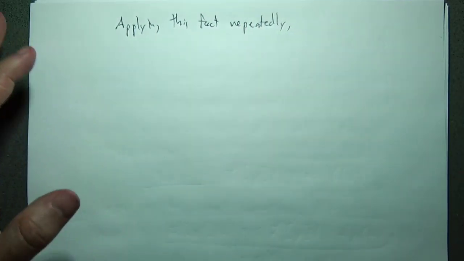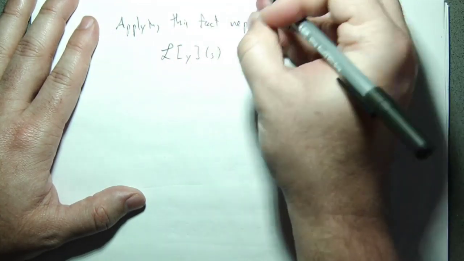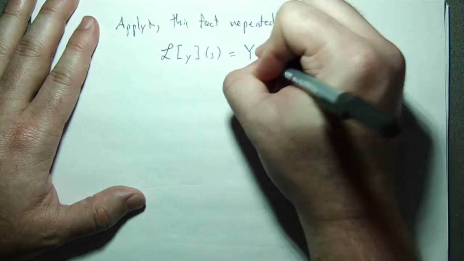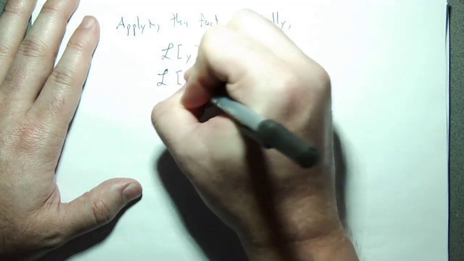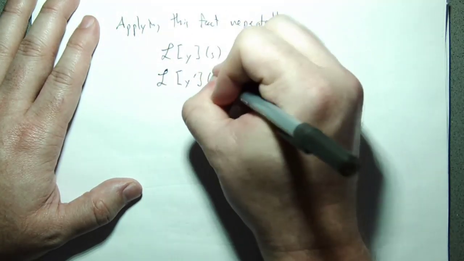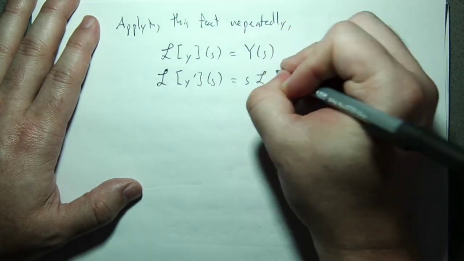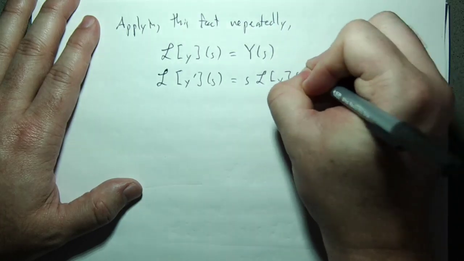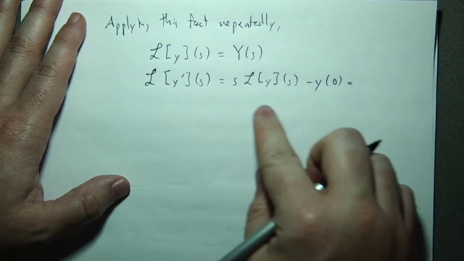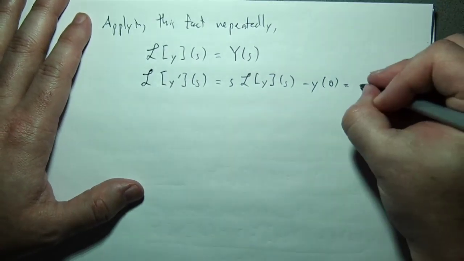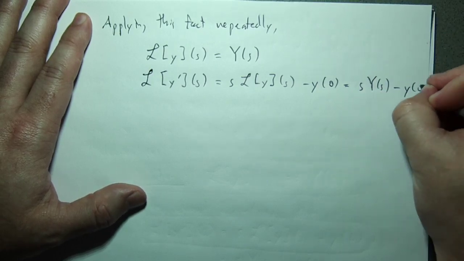So applying this fact repeatedly, I begin with Laplace transform of little y is big Y of s. And by that fact, Laplace transform of little y prime of s is s times Laplace transform of little y of s minus y of 0. But this is big Y, right? This is s big Y of s minus little y of 0.